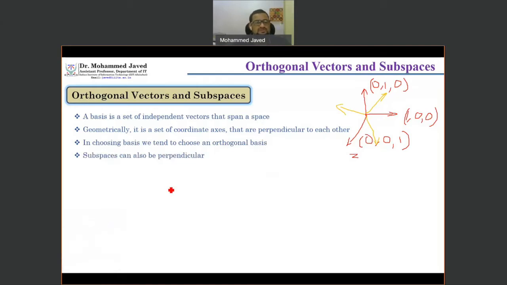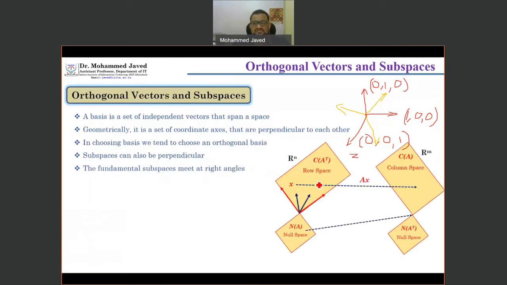So now subspaces can be perpendicular. Another concept is that subspaces can be perpendicular to each other, and the fundamental subspaces meet at right angles. I'll show you this diagram. Given a matrix A, we have the column space and the row space, and the row space is represented as C of A transpose.